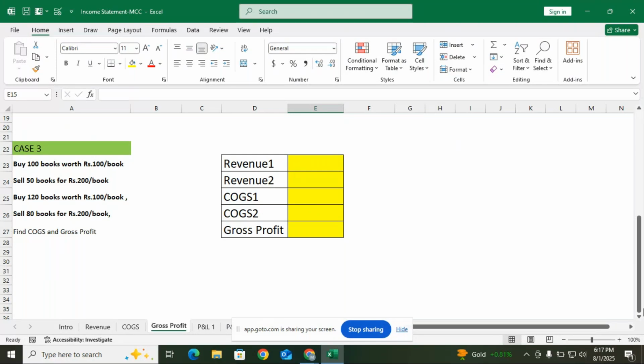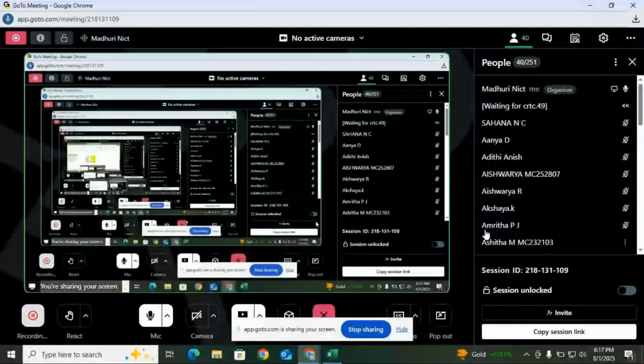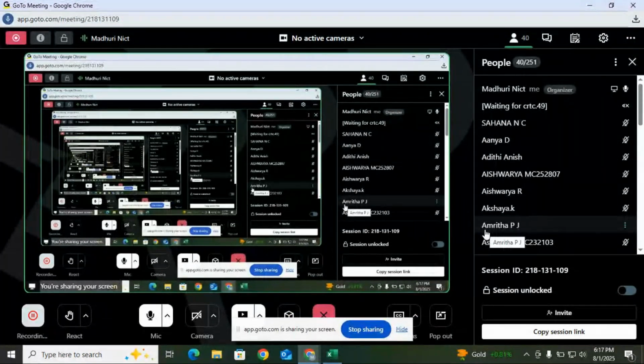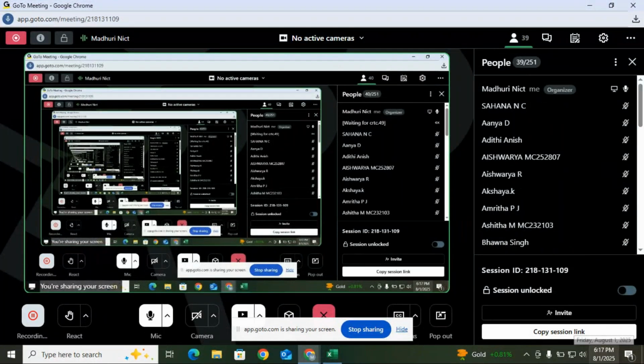So what answer have you got for the third case? No replies yet. You can put in the chat box what answer you've got for case 3. Once you have the answer, put it in the chat box.